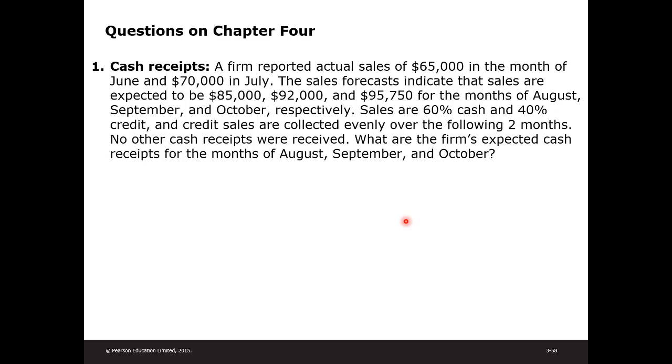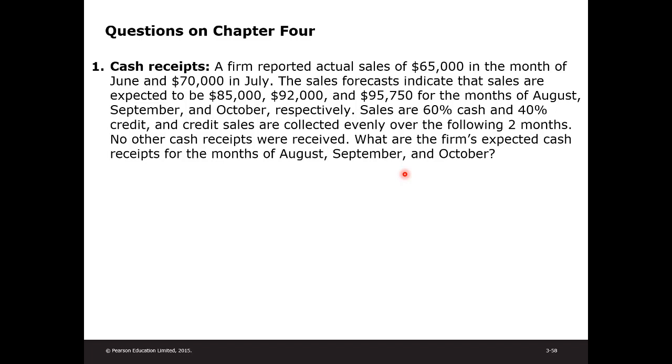About cash receipts. A firm reported actual sales of $65,000 in the month of June and $70,000 in the month of July. The sales forecast indicates that sales are expected to be 85, 92, and 95,750 thousand for the months of August, September, October, respectively. Sales are 60% cash and 40% on credit, and credit sales are collected evenly over the following 2 months, which means that 40% of the sales will be split evenly between the following 2 months. No other cash receipts were received. Then what are the firm's expected cash receipts for the months August, September, and October?